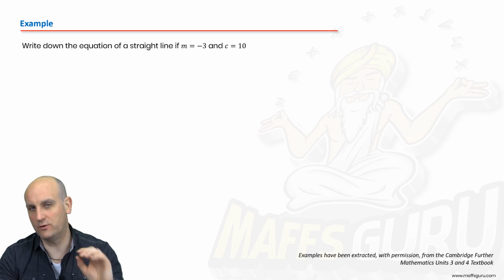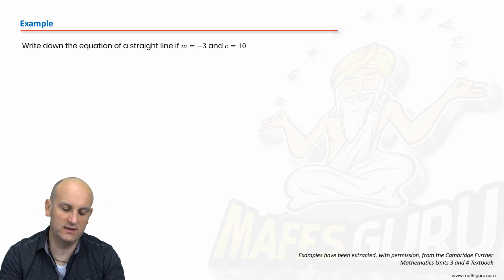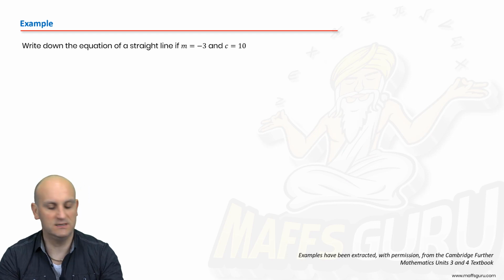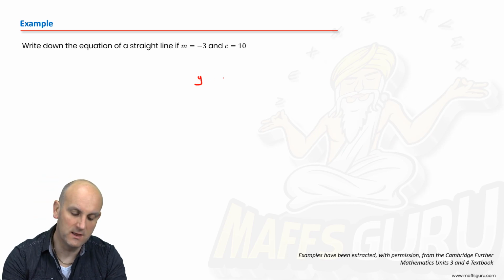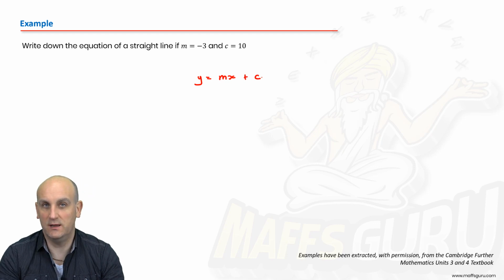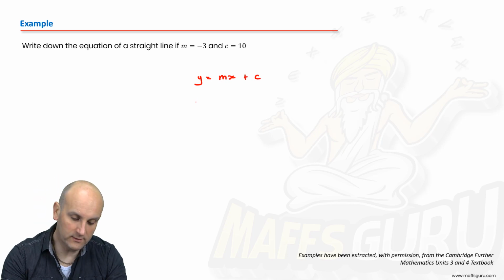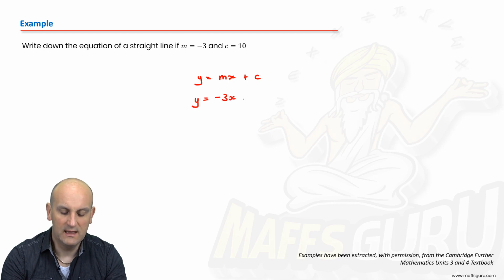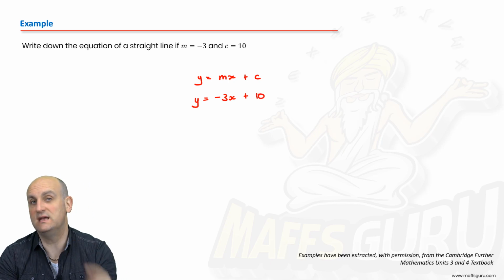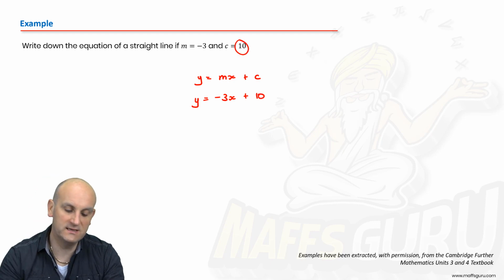So let's just do a quick example of write down the equation of a straight line if m equals minus 3 and c equals 10. Well, this is awesome. I've got y equals mx plus c. I know that's my equation of a straight line, or one of them. And so do we know the value of m? Yes, it's minus 3. So where I see an m, I'm going to put minus 3. And I'm going to leave the x there, and the c becomes equal to 10. It's plus 10 because this value here is positive.